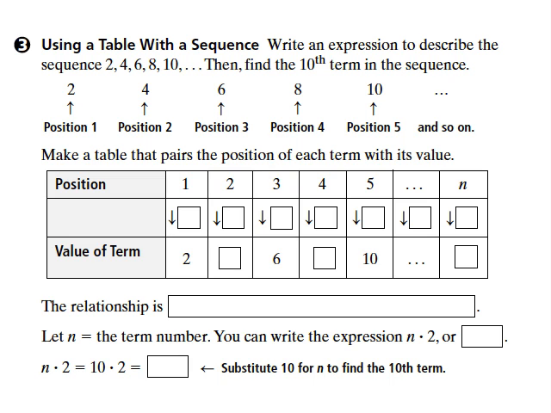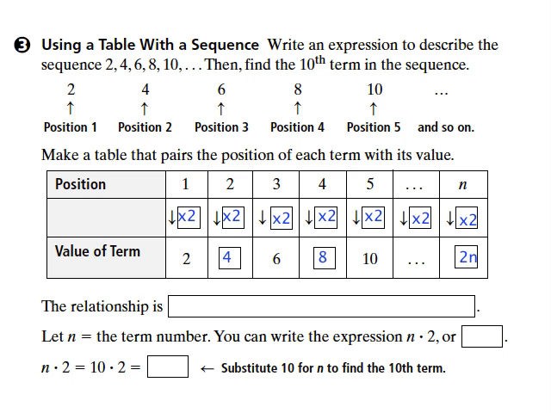So for position 1, the value of the term was 2. We took 1 times 2 to get 2. For position 2, we take 2 times 2 and get 4. For position 3, we take 3 times 2 and get 6. For position 4, 4 times 2 is 8. For position 5, 5 times 2 is 10. So for any position, we're going to multiply it by 2. So for the nth position, we would multiply it by 2, so it would be 2n.